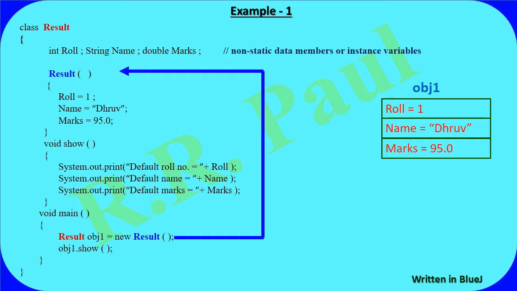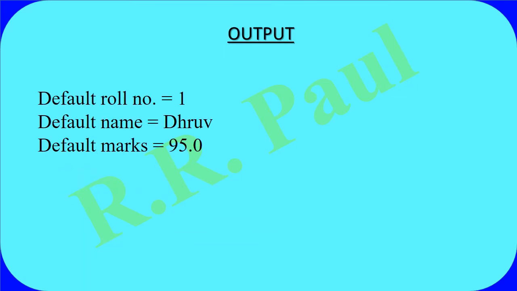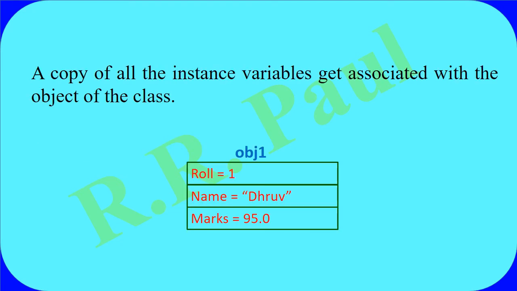And hence, on the right hand side, that is being shown as a grid. As soon as obj1 is created, the instance variables come into existence and they start having the values given by the constructor. The output as per the program is shown here. As explained in the previous example, when an object is created, instance variables get associated with it and they start occupying RAM space, having the values provided by the constructor.